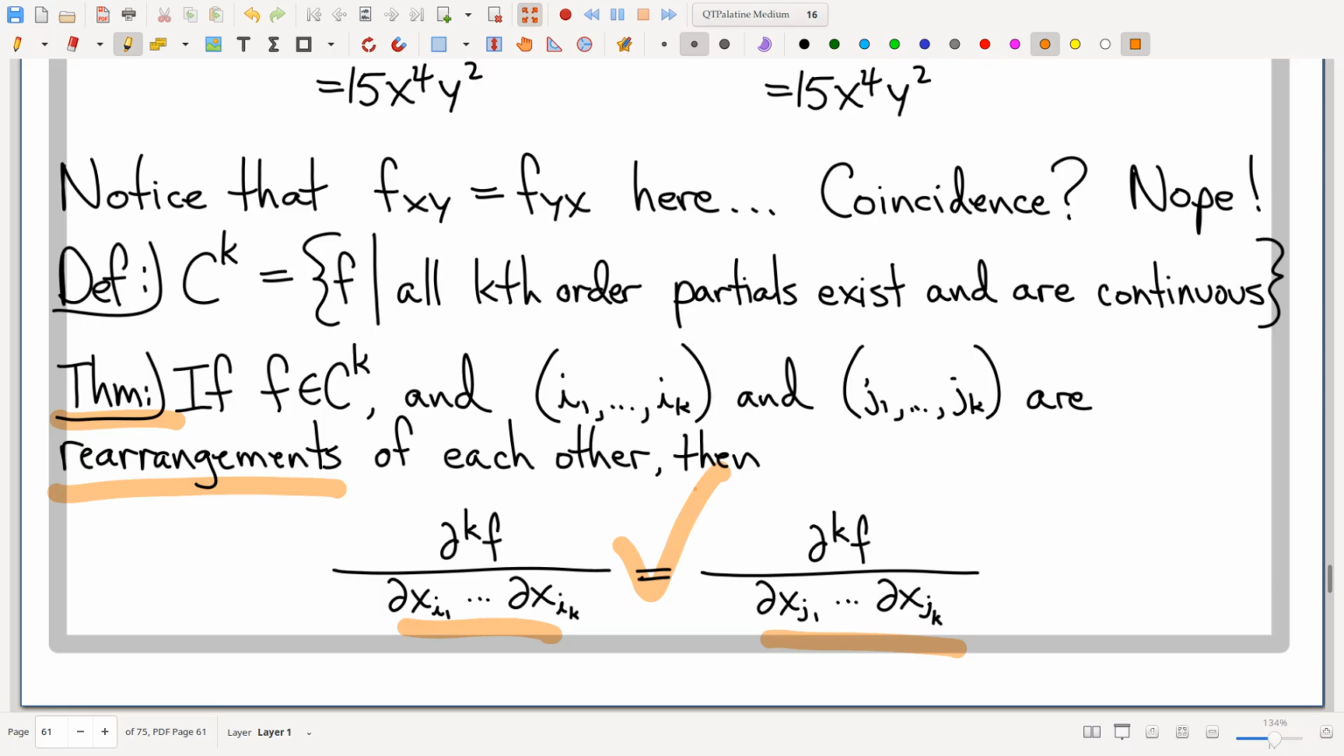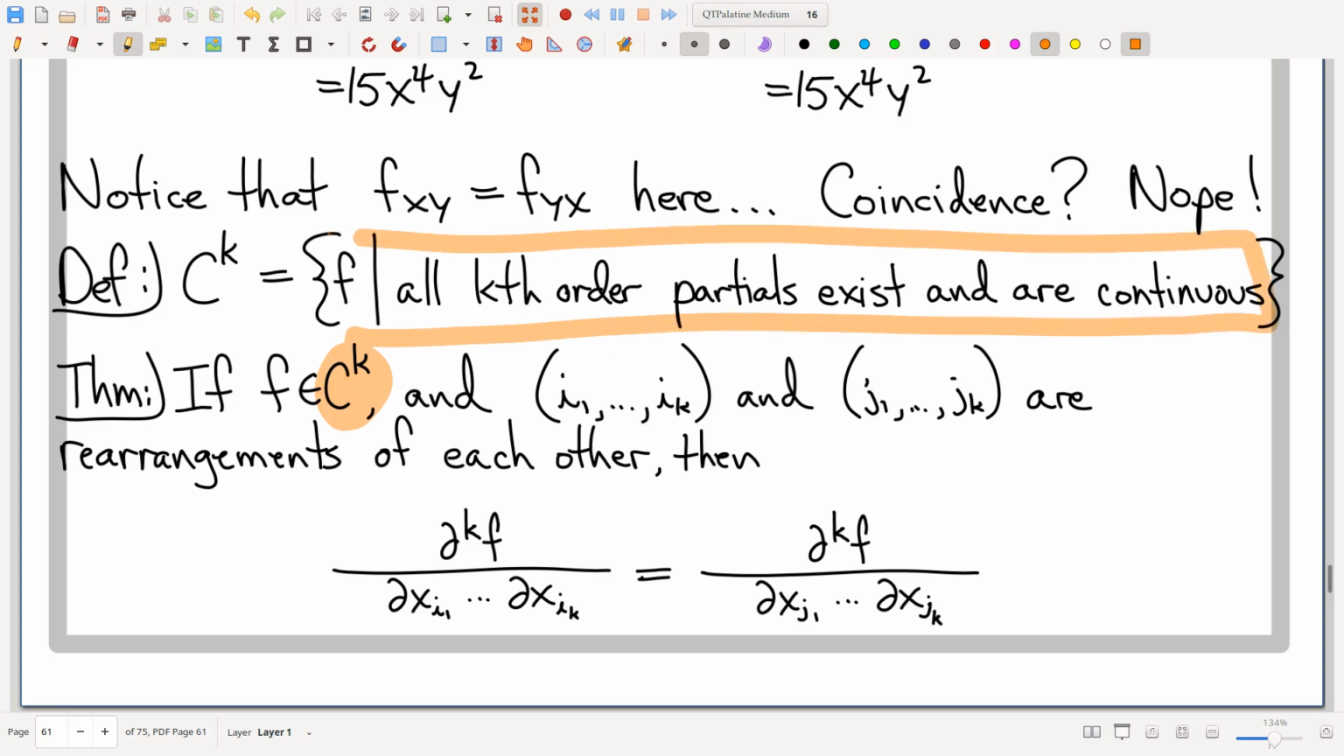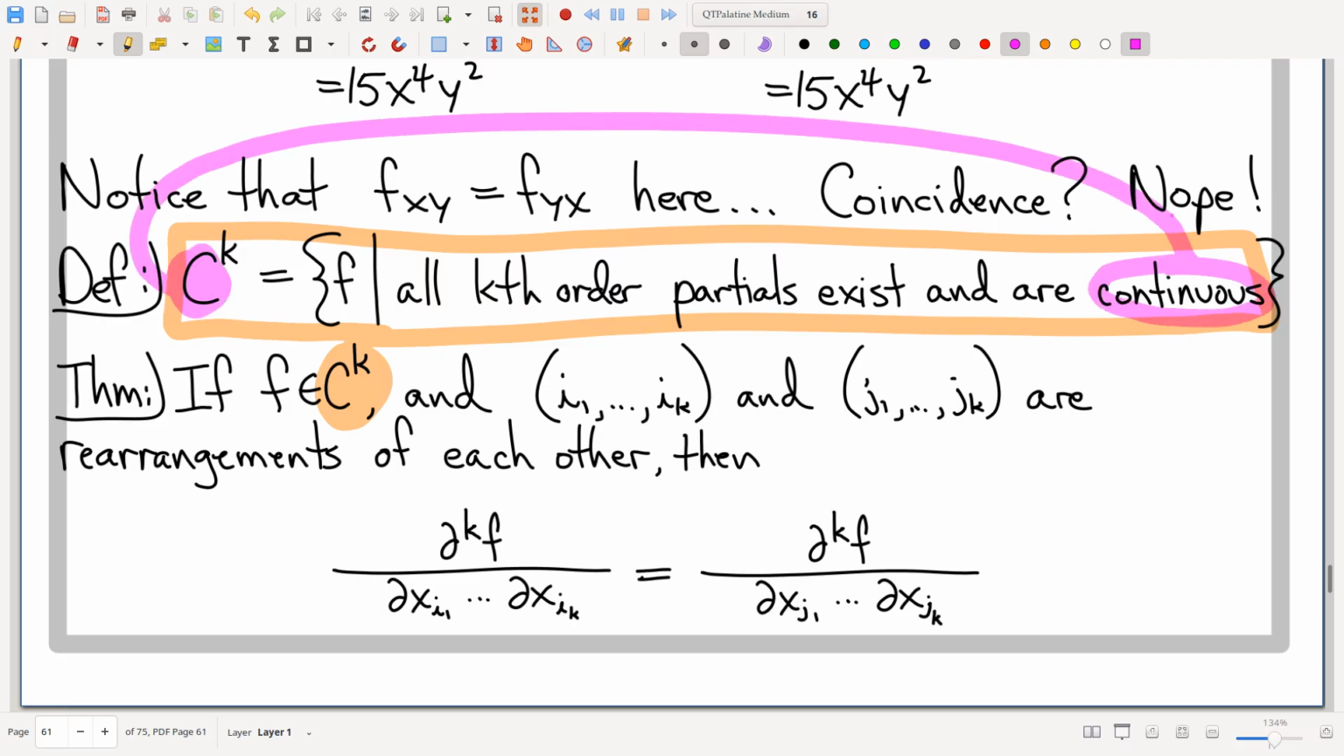Now, there is, again, a condition. There's a catch. It does not always work. There are counterexamples. Here's the condition. If you're talking about kth order partials, the function has to be C^k. What we mean by C^k is a reference to the fact that the function has to be continuous, and furthermore, all kth order partials also have to be continuous. That's what C^k means.